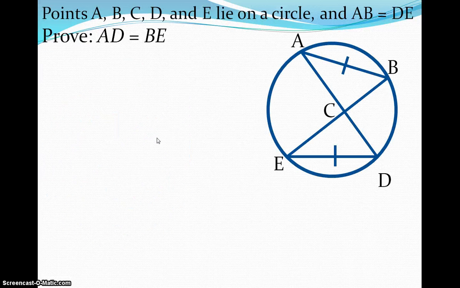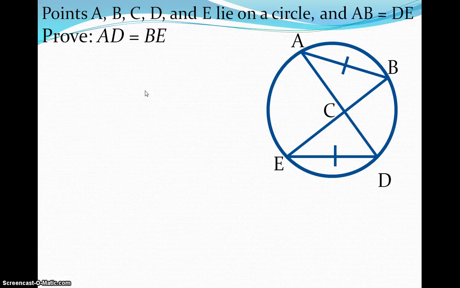Lastly, I want you to try this proof on your own and bring your statements and your reasons to class tomorrow, and we're going to talk about them. Points A, B, C, D and E lie on a circle, and I know that AB is equal to DE. I would like you to prove, based off of that information, that AD is equal to BE. I'll start you off with the first step.